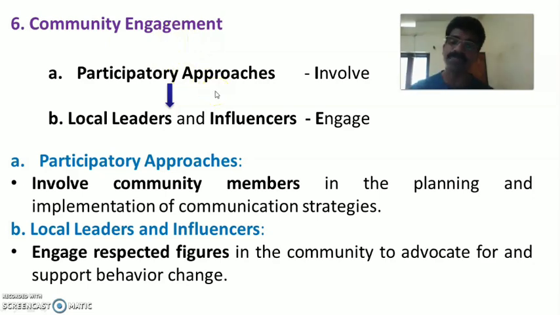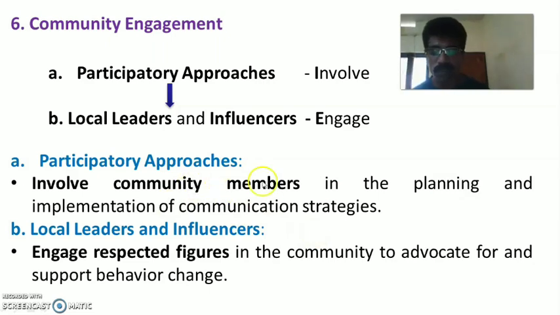It includes a participatory approach, that is, involve the community in the planning and implementation of SBCC, and engage local leaders and other influencers of the particular community or ward in the SBCC. So community engagement includes involvement and engagement. The first step is participatory approaches. Involve community members of the subgroups in the planning and implementation of the communication strategies.